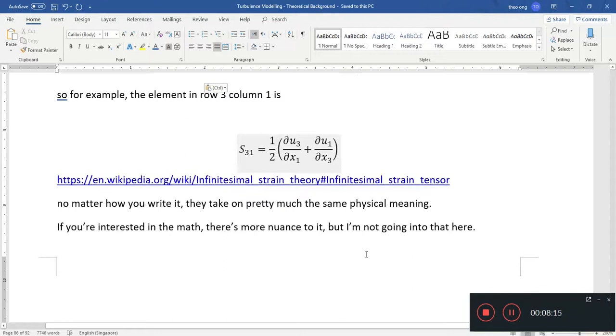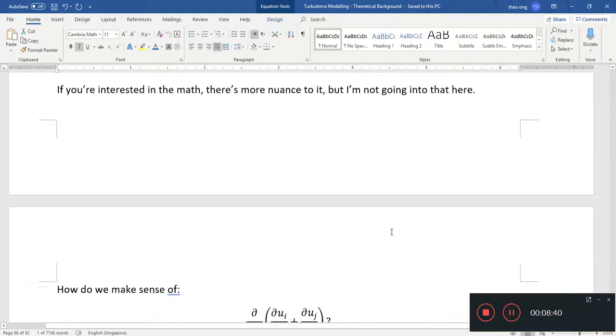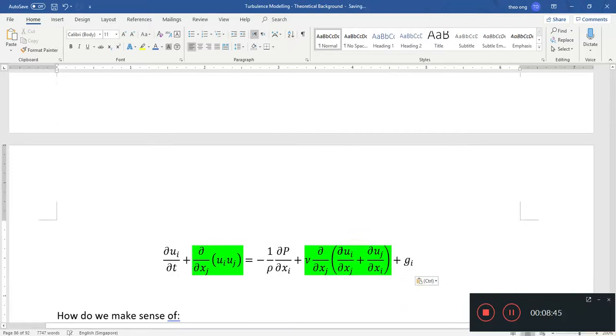Hopefully that clarifies any doubts. I know I'm trying to go through this explanation pretty quickly, as fast as I can, because most of you should be rather familiar with the notation already. But just in case you aren't, here's a short explanation. So, okay. Now that you have this, we can take a look at the Navier-Stokes equation here, and look more at this term.